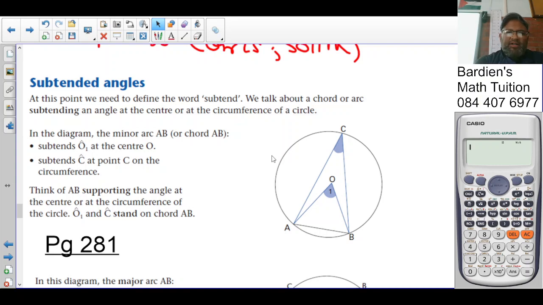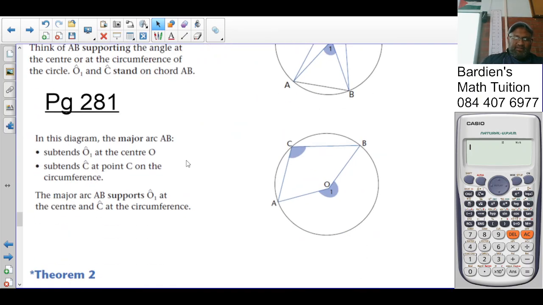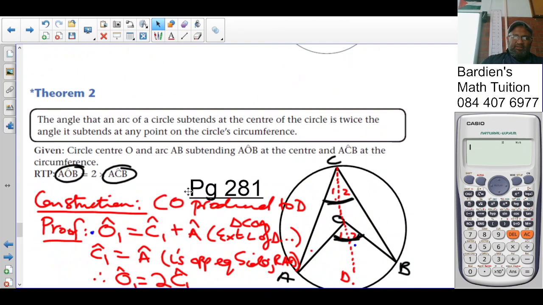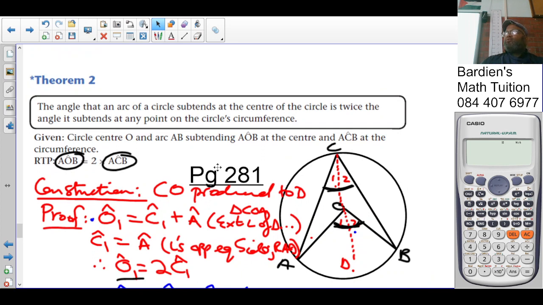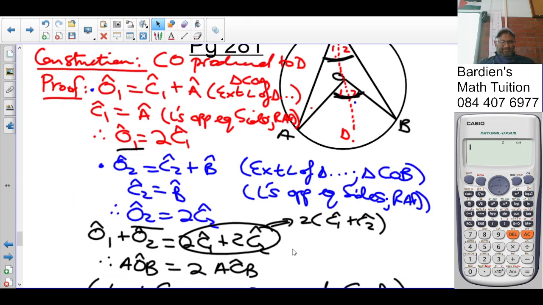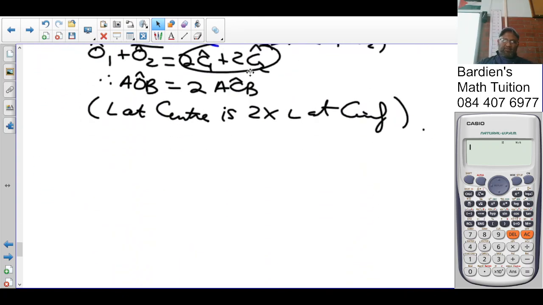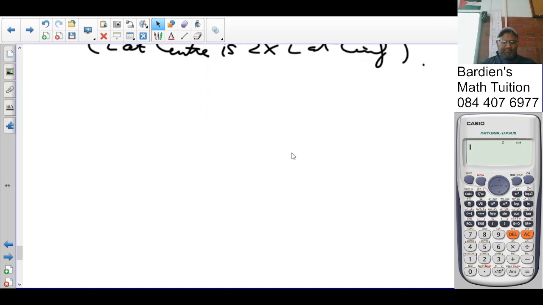Yesterday we spoke about subtended angles. Then we spoke about the proof, how to prove that the angle at center is twice the angle at circumference. Not so? And I told you for part of your homework you had to revise this. Also part of your homework was exercise 9.1, the even numbers. Was there any issues from exercise 9.1, even numbers?